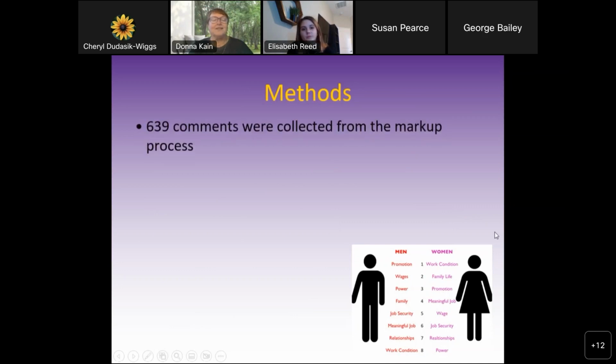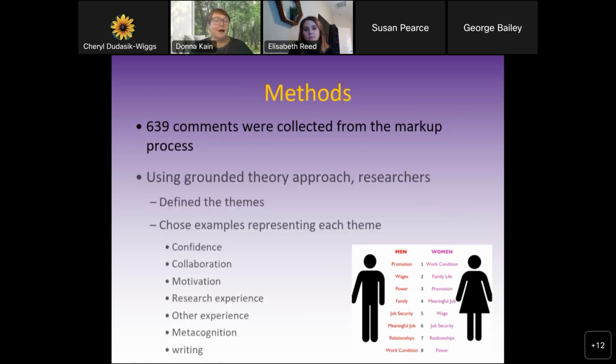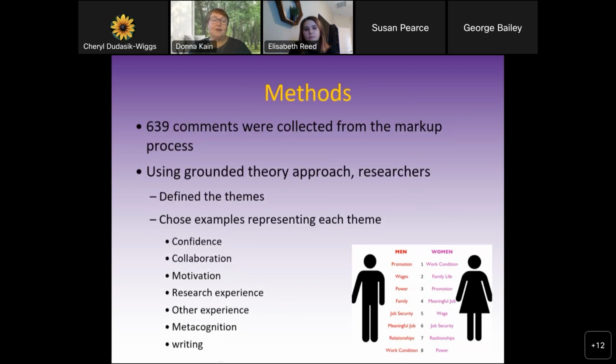So we got 639 discrete comments from the markup process. And we used a grounded theory approach. So we really looked at all of the comments that were put in. I shouldn't use the passive, that Elizabeth put in an Excel spreadsheet. And what we did was we looked through all of these and defined themes.